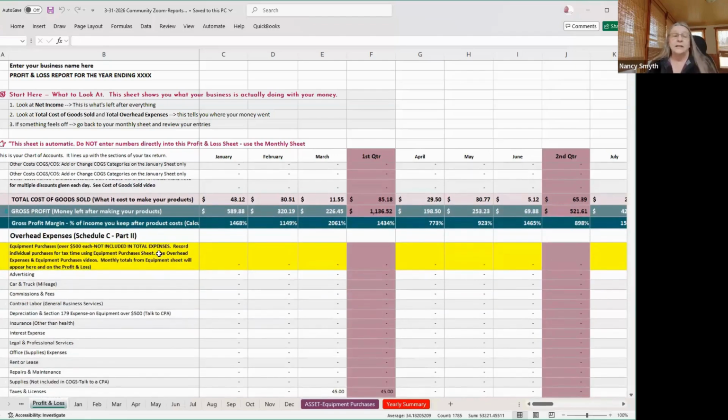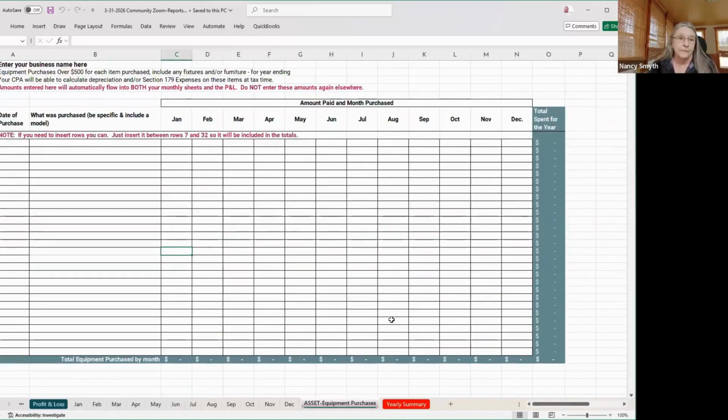Also made sure, now, big ticket equipment purchases, that shows up on your balance sheet in software. But when you use spreadsheets, you've got to have a way of keeping track of that. Okay. That's why there's this asset and equipment purchase sheet. And all you have to do is enter a dollar amount and what you purchased in that.